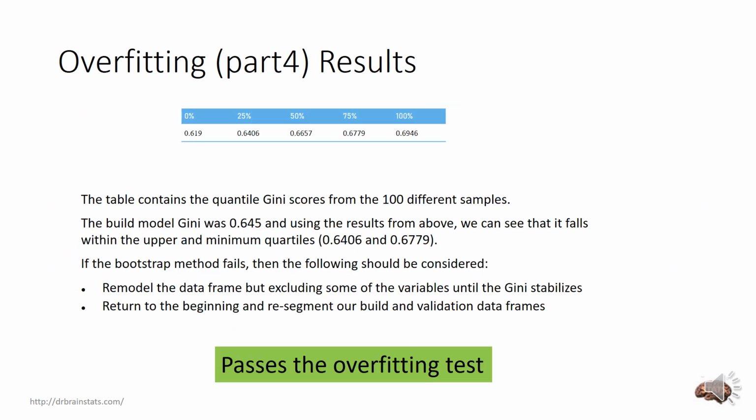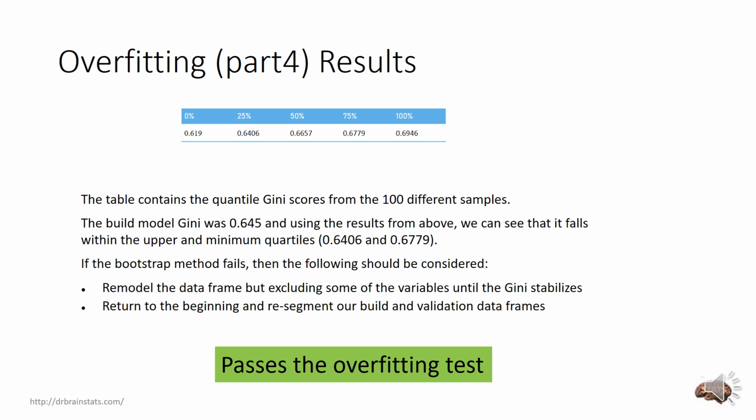The table contains the quantile Gini scores from 100 different samples. The build model Gini was 0.645, and using results from above, we can see that it falls within the upper and the minimum quartiles. If the bootstrap method fails, then we need to consider the following.